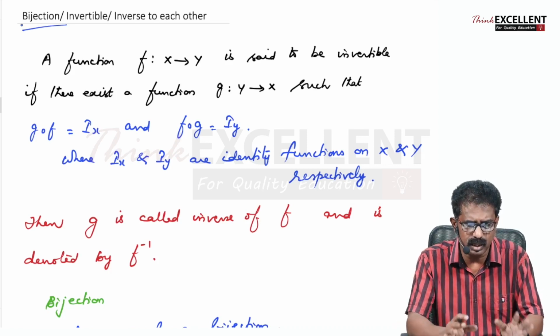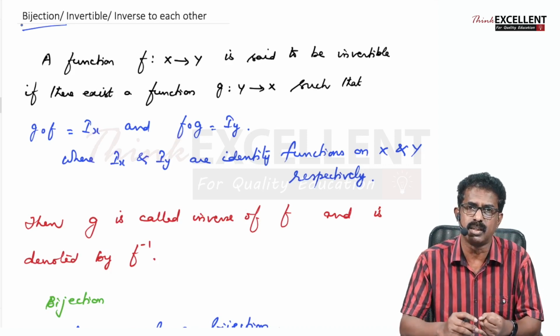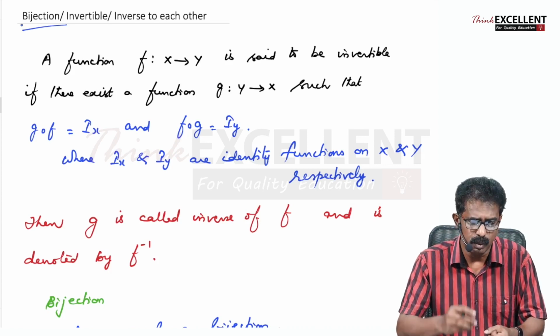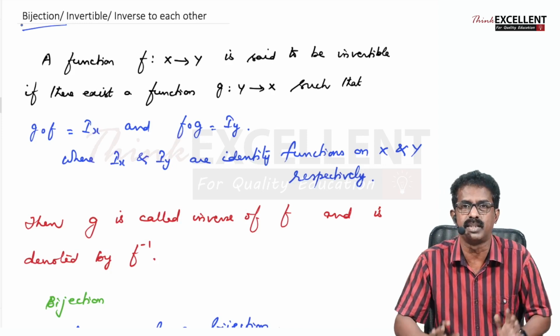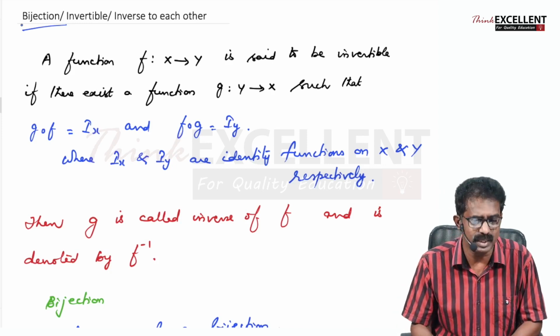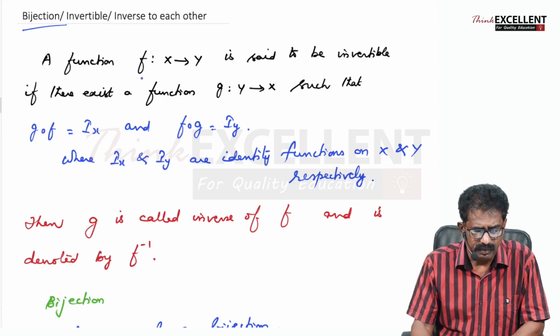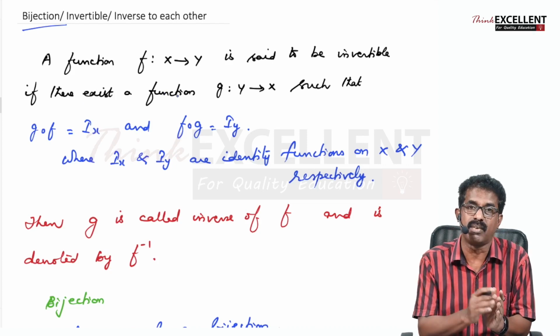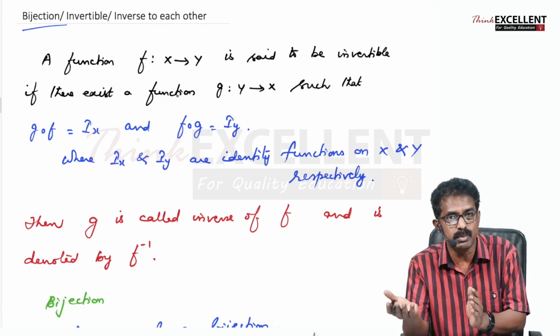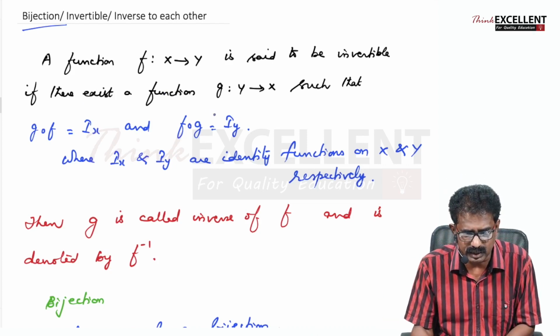Then they are inverses to each other, everything related. So any question in this area, prove that it is a bijection, prove that the function is invertible, prove that these two are inverses to each other, any question of this type, the method is the same. So see the theory part here. f is a function from x to y, and it is said to be invertible if there exists a function g from y to x. f is from x to y, so the inverse must be from y to x, right? So that we take as g.